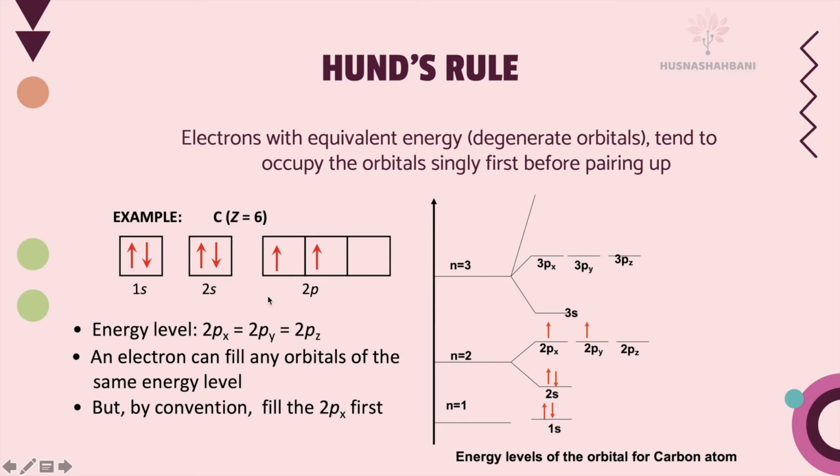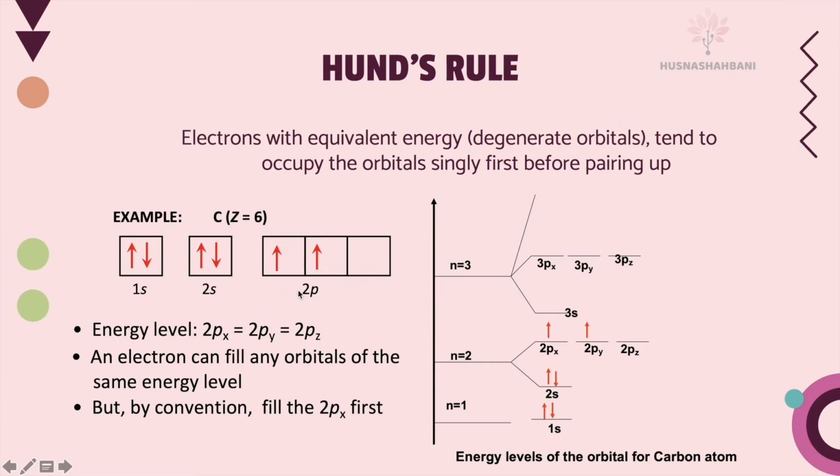The two electrons you must put singly first. One electron in px, one electron in py. You cannot put both electrons in px, cannot put both electrons in one orbital. You must occupy the orbitals singly first before pairing up. If you put one, two, three electrons, then the fourth electron can pair. Singly first before pairing up. This happens in the degenerate orbitals only.